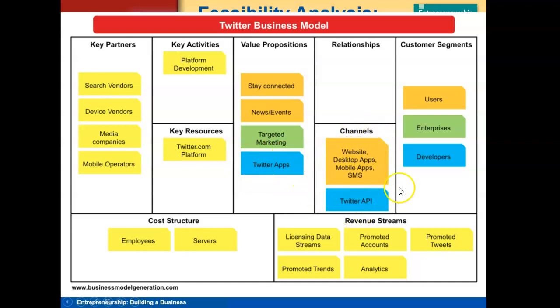How they get the product into the customer's hands, right? Twitter API, mobile, desktop, website, so on and so forth. And then who are their customer segments? Right here. Revenue streams and cost streams at the bottom. And it kind of details, you get this awesome snapshot. This is what the business model looks like.